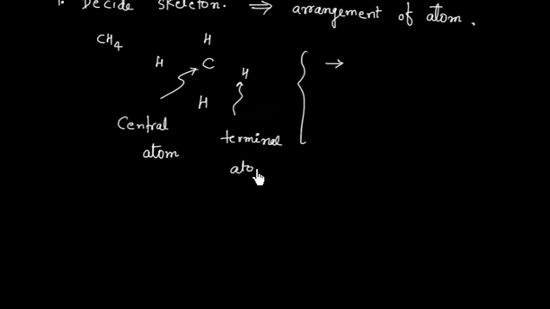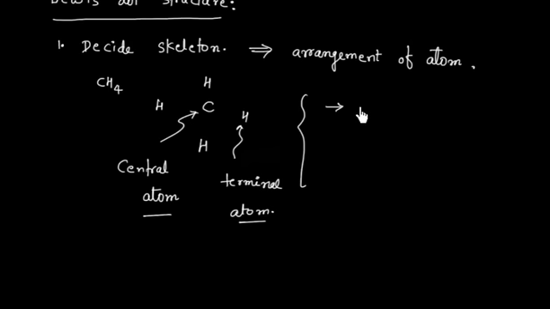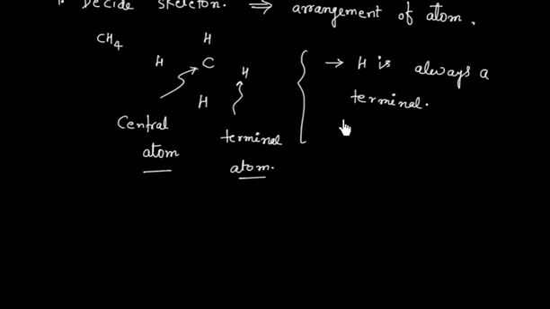So what is the guideline we have for writing a skeleton? The guideline is hydrogen is always a terminal atom. Are you getting or not? So we have to always place the hydrogen at the terminal. This is very easy because hydrogen forms only one bond, so we cannot put it at the center. It is not possible because hydrogen forms only one bond.